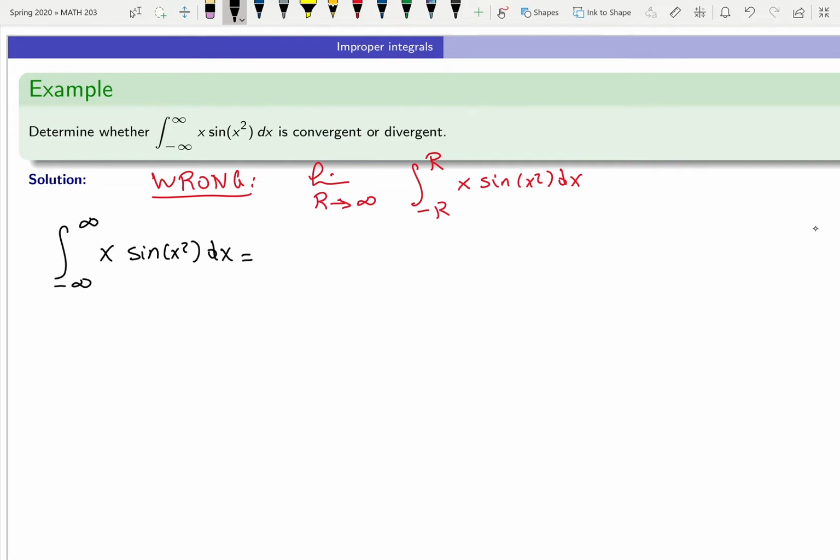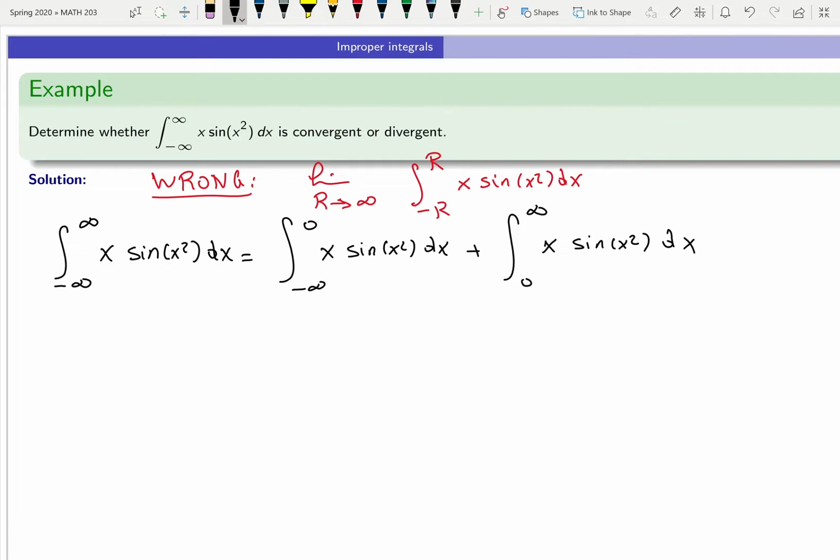equal to the integral from negative infinity to some number a, we can make it 0 if you want, of x sine x squared dx plus the integral from 0 to infinity of x sine of x squared dx. Now, we know how to compute each one of these two integrals, we know how to write it as a limit and then find the value.